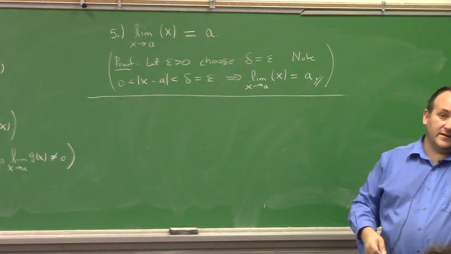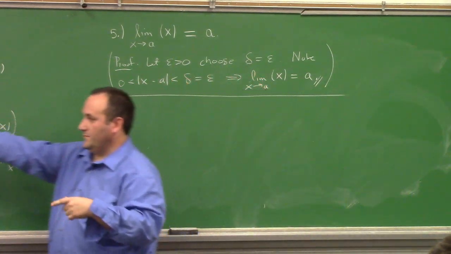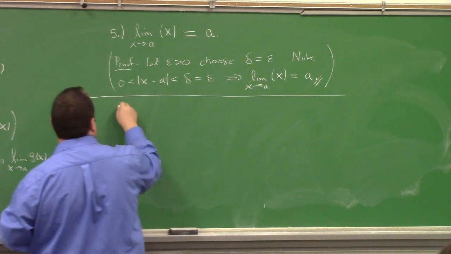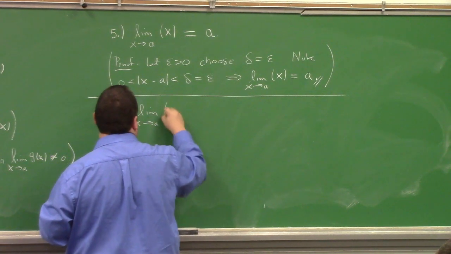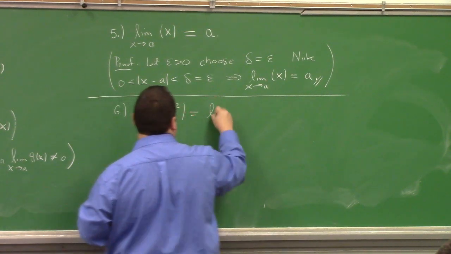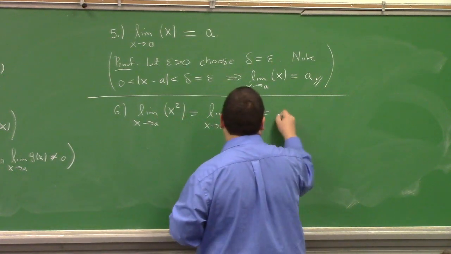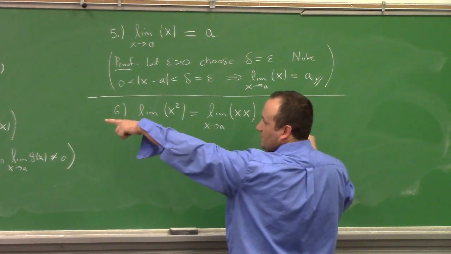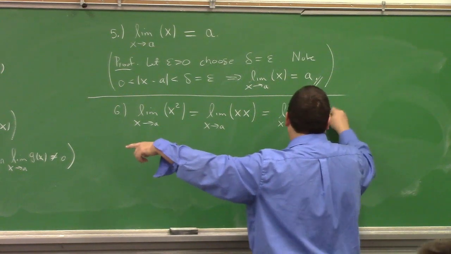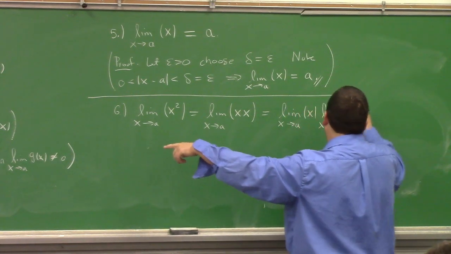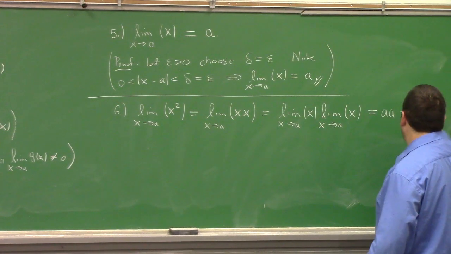What else do we know? You notice that once you know 5, you can combine it with 3, and what do you get? Like, what's the limit as x goes to a of x times x? Well, that's x squared, right? So that's x times x, isn't it? So by applying rule number 3, what do we get? We get the product of these two, which gives us what? But we usually write a squared.